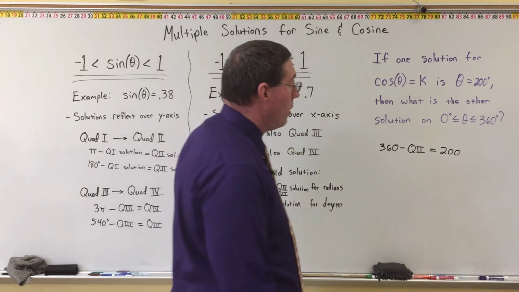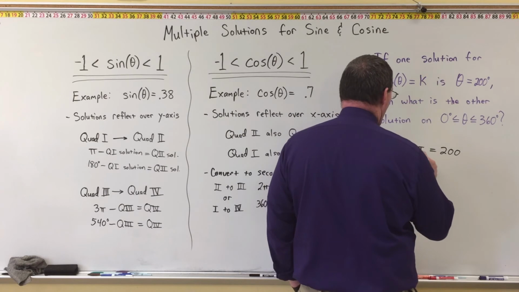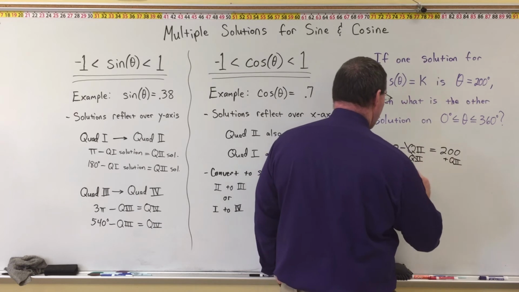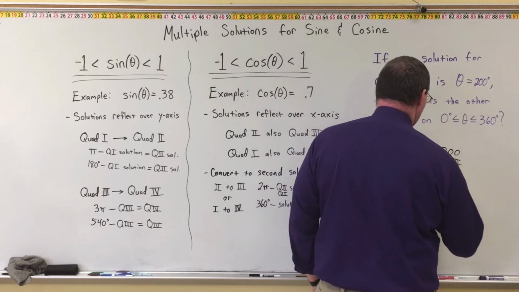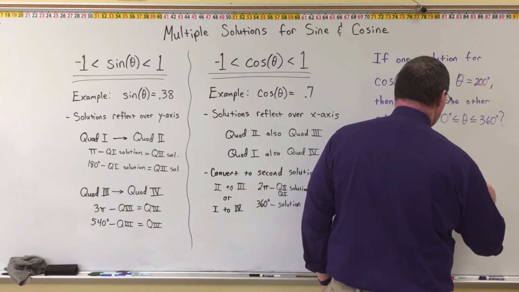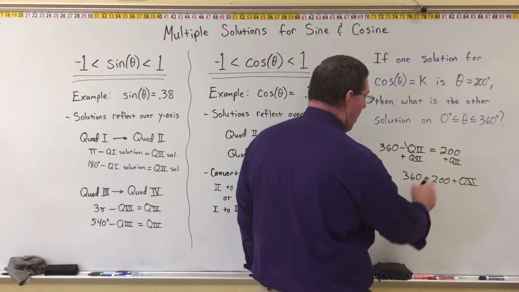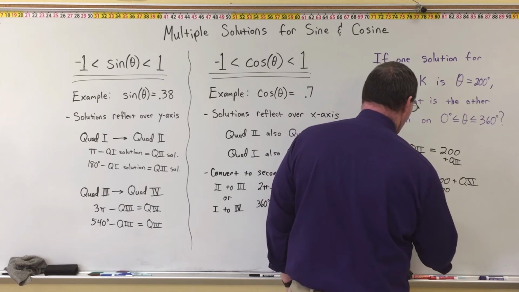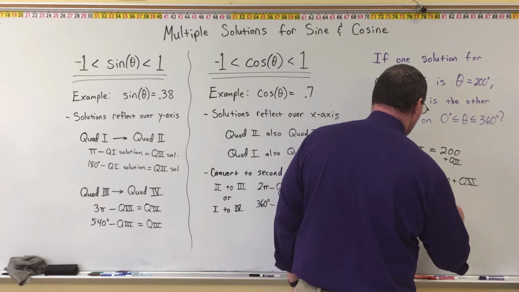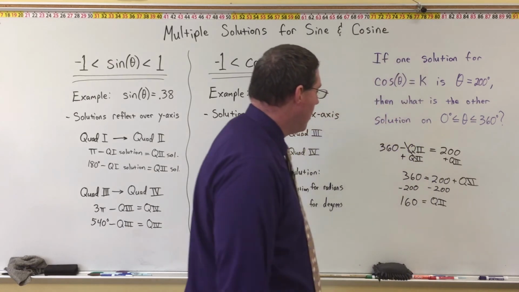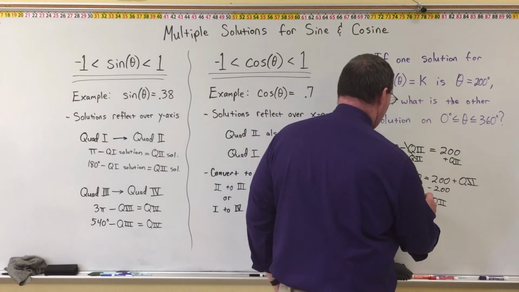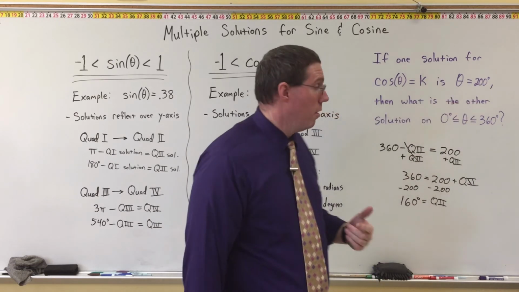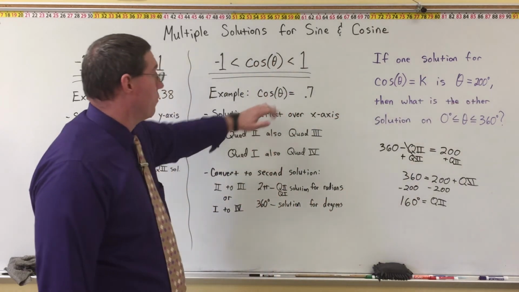Okay? And so now all we have to do is a little bit of algebra. We're going to add the measure for quadrant 2 to both sides. Quadrant 2, cancel. So now 360 is equal to 200 plus quadrant 2. Okay? Now subtract 200 from both sides. Minus 200, and we're going to get 160 is the quadrant 2 solution. Okay? And so our second solution is 160 degrees. So 160 degrees goes right along with 200 degrees in terms of cosine. Okay?